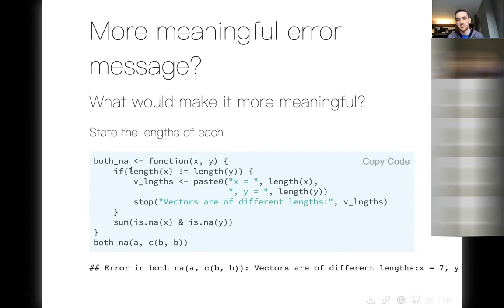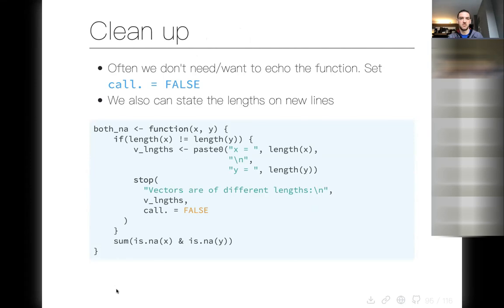So in this case, now I'm saying if the lengths are not the same, then first I'm going to calculate the length of each of them. So I'm pasting together x is equal to whatever the length of x is, and y is equal to whatever the length of y is. And then I'll say stop, vectors are of different lengths, v lengths, and you see we get error in both NA, vectors are of different lengths, x equals 7, y equals whatever it is, 14, probably. Okay, it's running off my screen. Cleaning up just a bit.